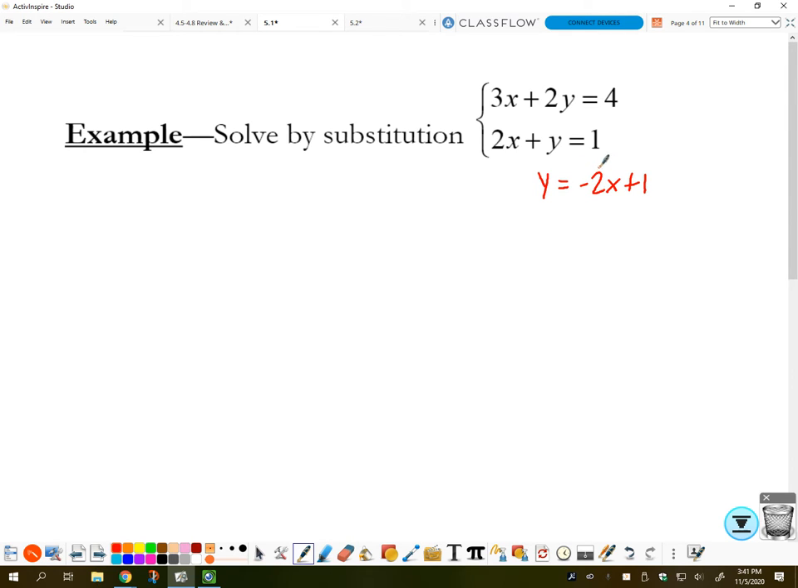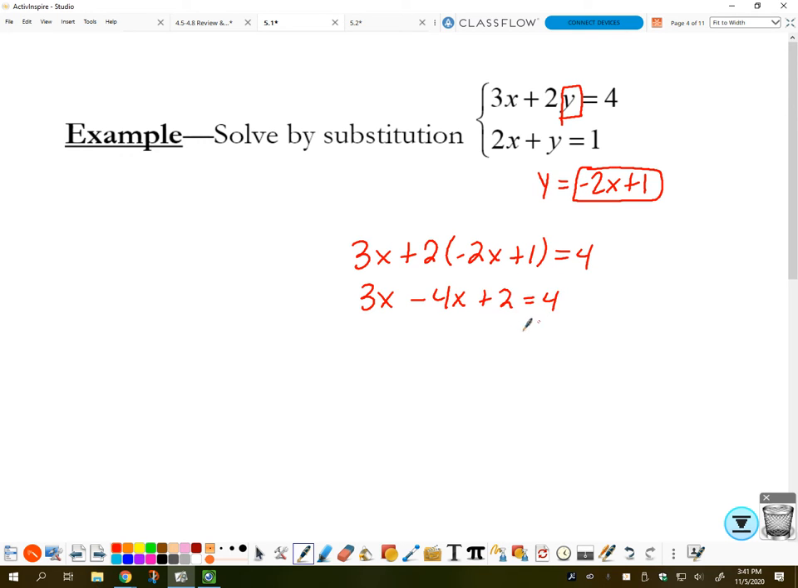Alright, so from there we can say that y is equal to this. So we're going to plug it into the other equation for y. So that now says 3x plus 2 times negative 2x plus 1 equals 4. So 3x minus 4x plus 2 is equal to 4. So negative x plus 2 is equal to 4. So negative x is equal to 2, because I subtract 2 from 4, which makes x equal to negative 2.